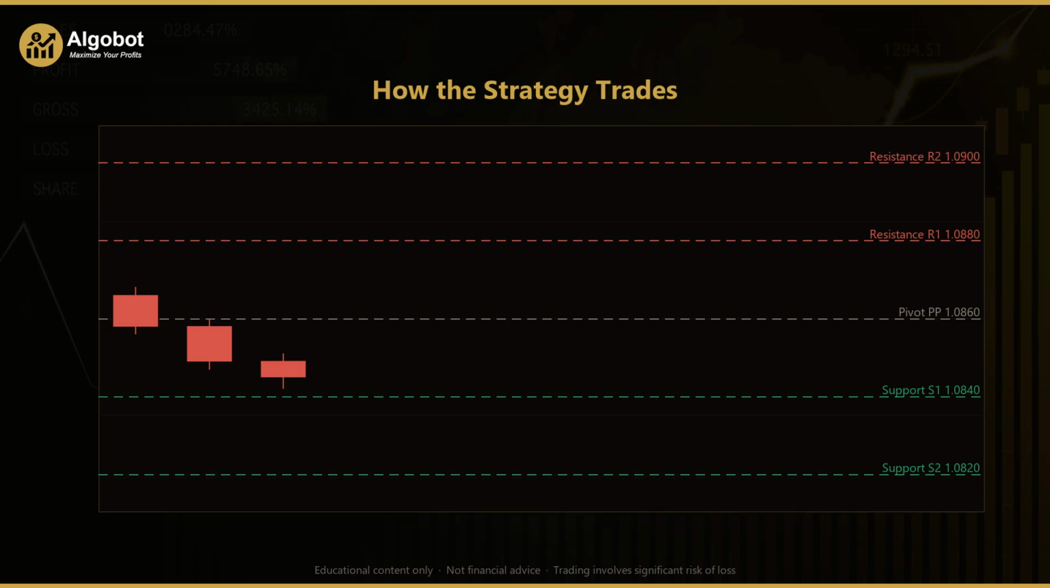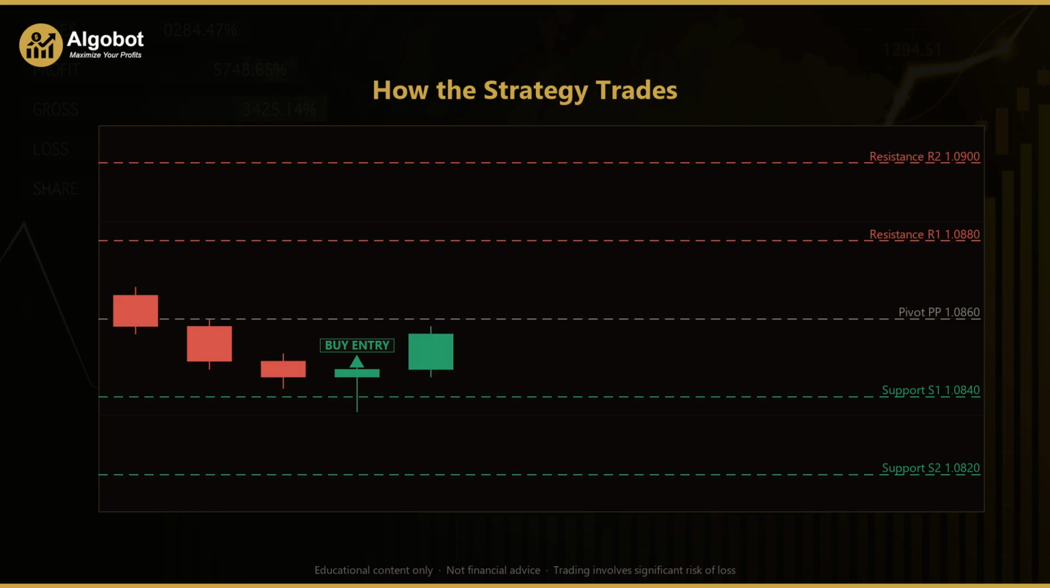Watch how the first few candles behave. Price opens near the central pivot and begins drifting lower, candle by candle, easing down toward support. The second and third candles push closer to support 1 at 1.0840, with sellers still in control, but momentum starting to fade as price approaches that level. Then comes the key candle.